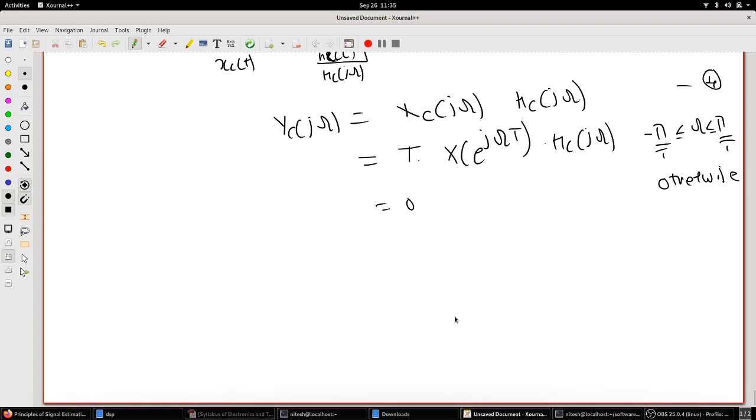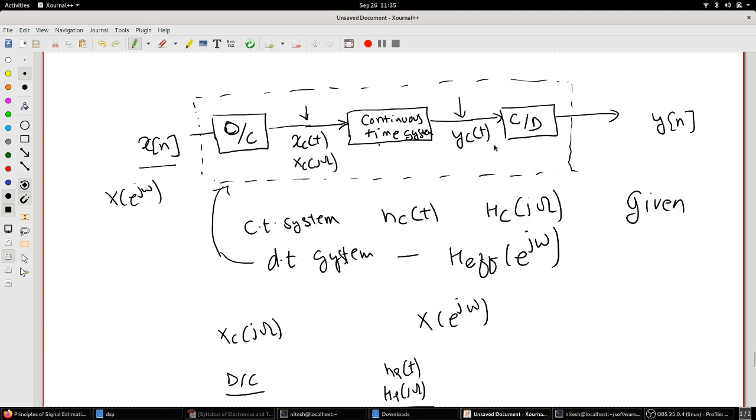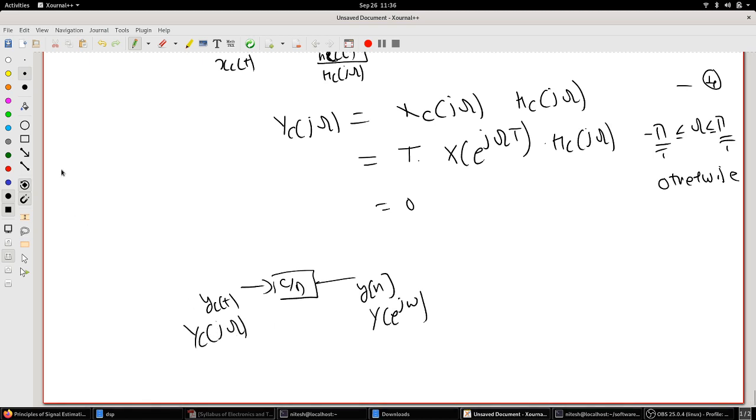Okay, so now this yc of t is passed through a C2D converter. This we already know. What happens here is when you pass yc of t through this C2D converter, you get your y of n. And how is this y of n related? This has got a frequency response of Y of e raised to j omega, and this has got a frequency response of Yc of j omega. So now, let me just add a page.